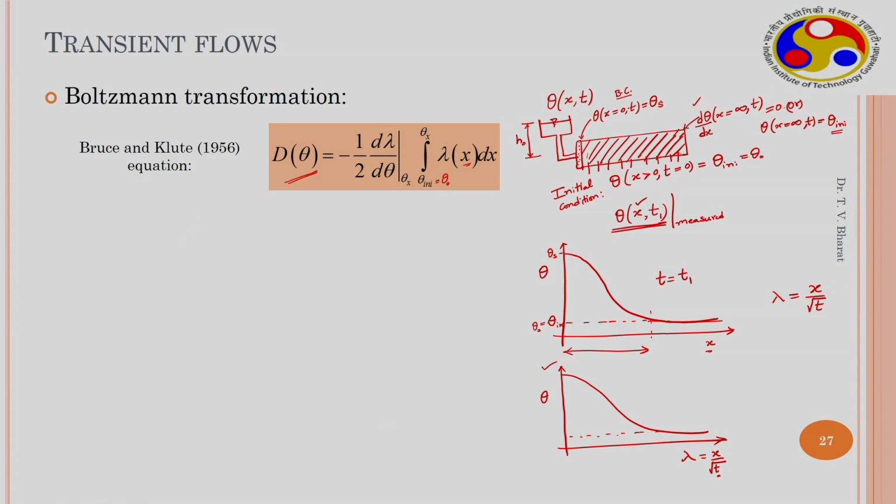I will draw this one here. So, this is lambda, the Boltzmann variable, and this is theta. So, now this is theta, and it varies in this particular manner. So, this is the observation, this is the theta initial value.